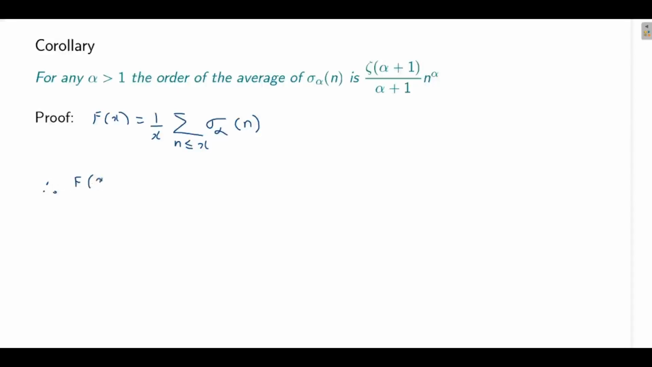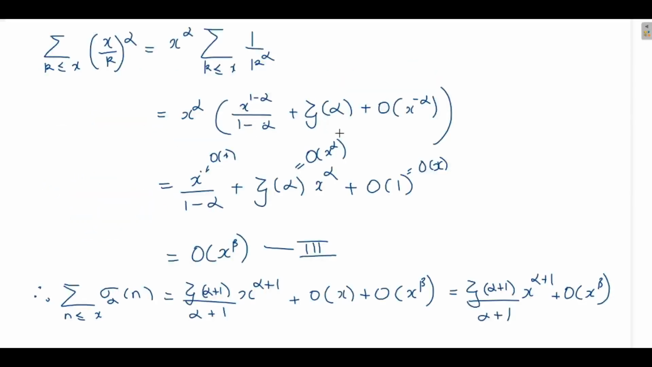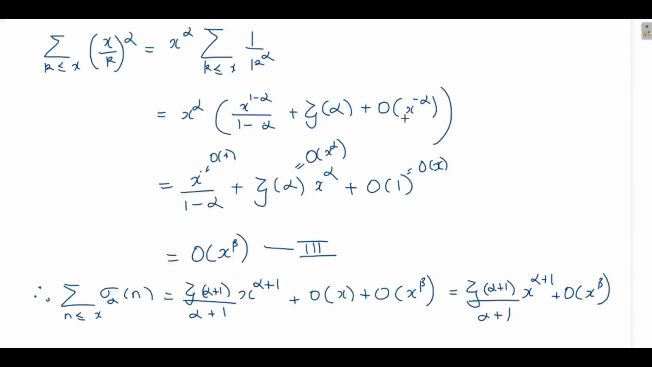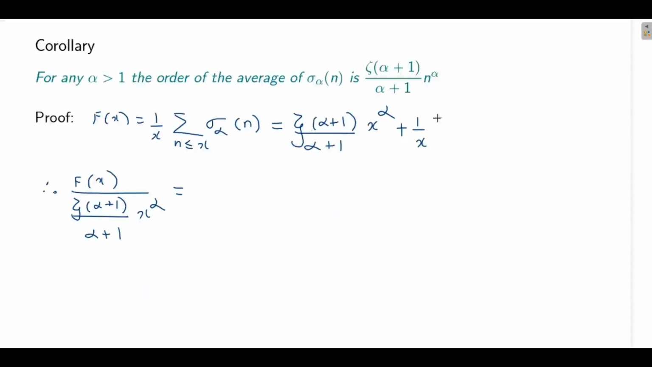Therefore, what happens to f of x upon zeta alpha plus 1 upon alpha plus 1 x raised to alpha? Let me write what this is. This is 1 by x times what we had in the earlier part, that is zeta alpha plus 1 upon alpha plus 1 x raised to alpha plus 1 plus big O of x raised to beta, so 1 by x times big O of x raised to beta.